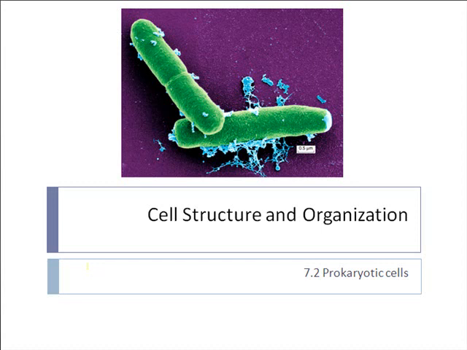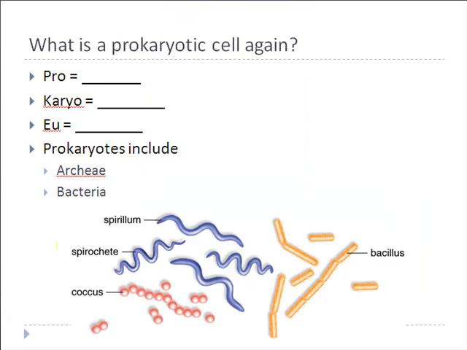Now, as it turns out, prokaryotic cells have some features and structures to them that are unique that we do not find in eukaryotic cells, and eukaryotic cells have some features to them we do not find in prokaryotic cells. So by looking at each of these individually, we're going to be able to see what makes each different from the other.